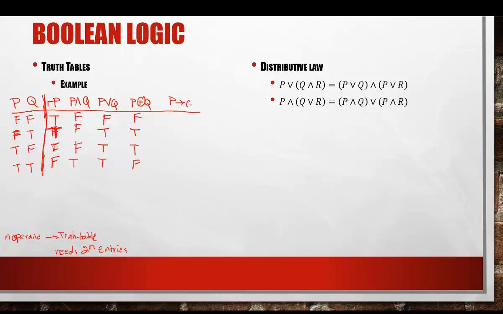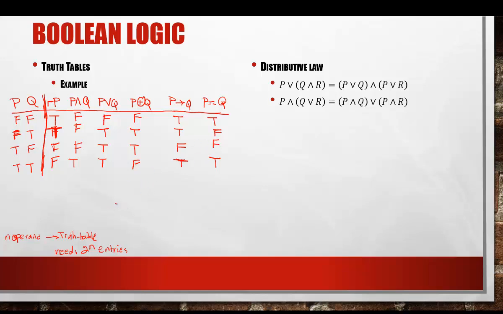P implies Q: when P is false, it implies truth, so this is going to be true in this case. When P is true but Q is false, this is going to yield a false statement, and truth also implies true, so this is going to be true there. And then the equivalence is going to be true when both are false, true when both are true, and false when one is false and the other one is true. So this is basically the truth table.